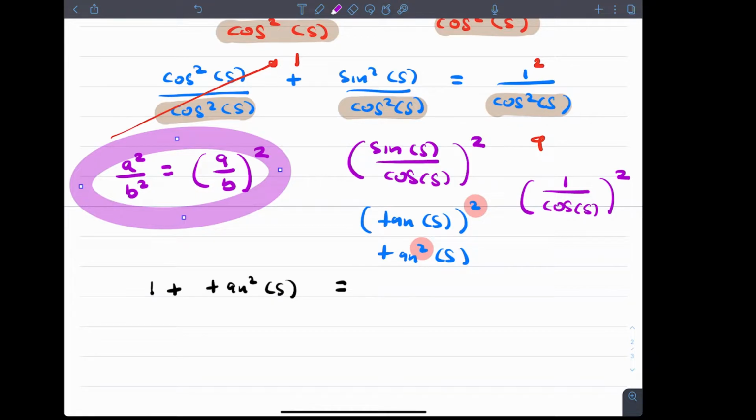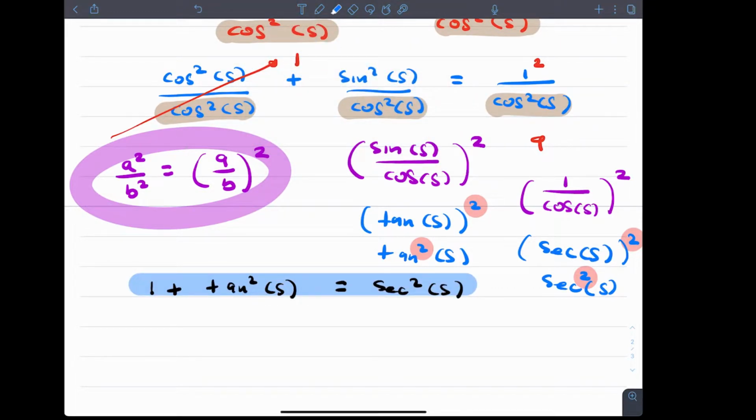But what's 1 over cosine? Do you guys know what that is? That is secant, ladies and gentlemen. So this turns into, because it's the reciprocal, remember from yesterday? So this is secant. It's still raised to the second power, which means this is the same as what? Secant s what? Squared. You put your power there too. So here's a second Pythagorean identity. And ladies and gentlemen, that's what we're talking about today. Pythagorean identities.